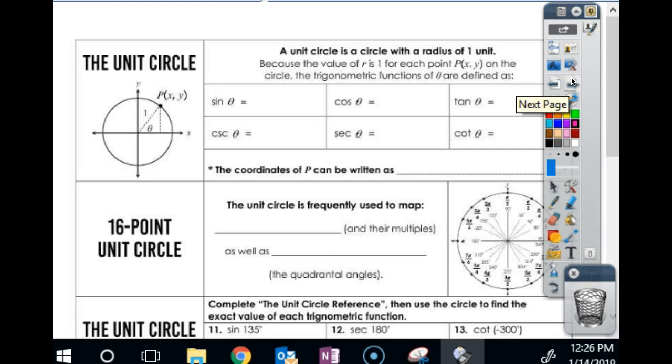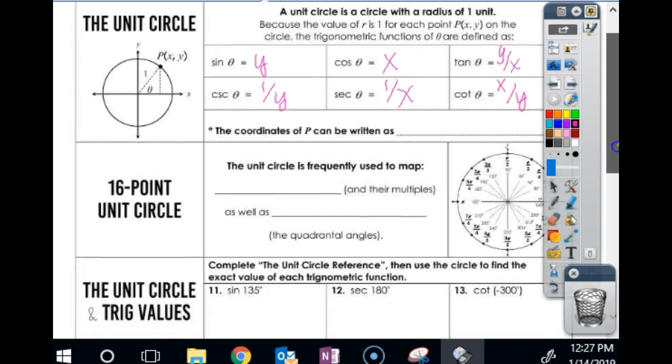Okay, so starting on Friday, we had to use the Pythagorean theorem to find r, right? So what does the r equal? Wherever there's an r, it's the 1. So the sine of x is y. The cosine of x is the x. The cosecant is the inverse of the sine, so it's 1 over y. And the secant is 1 over x. The tangent is always y over x, so the inverse would be x over y.